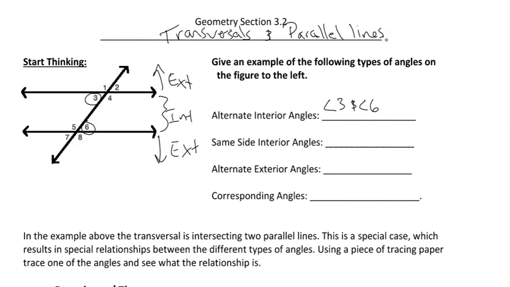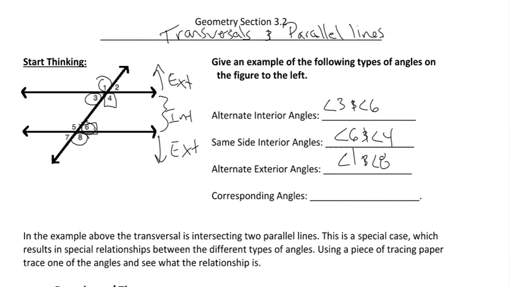The next one, same side interior angles. Interior, same side. How about 6 and what's on the same side but on the interior? 4. Cool. Alternate exterior angles. This is on the exterior, now, what is alternating sides and also on the exterior? That would be over here, angle 8. Angle 1 and angle 8.